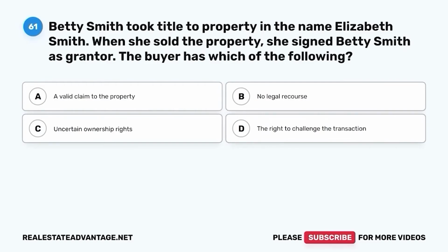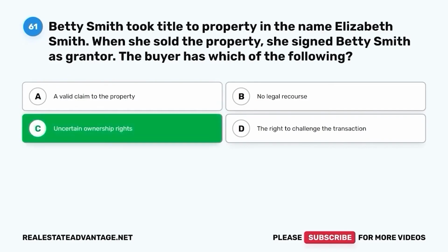Question 61. Betty Smith took title to property in the name Elizabeth Smith. When she sold the property, she signed Betty Smith as grantor. The buyer has which of the following? A. A valid claim to the property. B. No legal recourse. C. Uncertain ownership rights. D. The right to challenge the transaction.